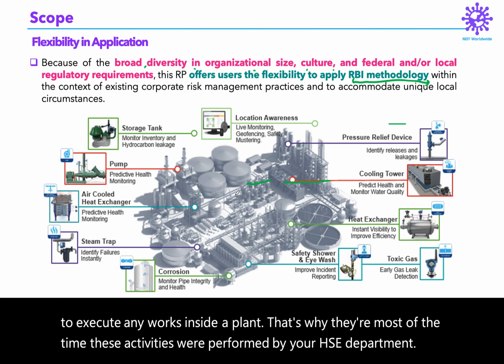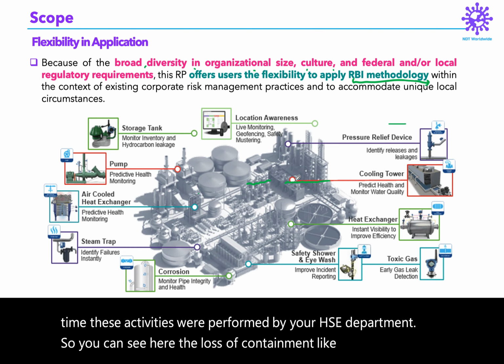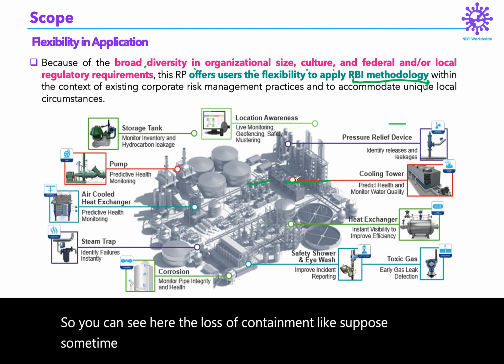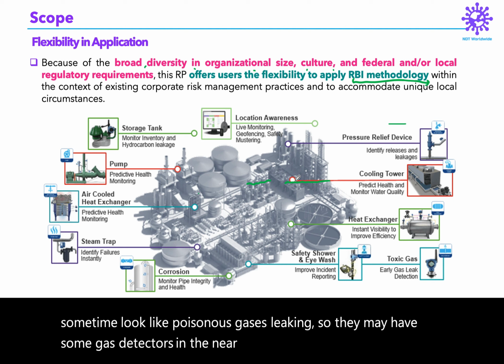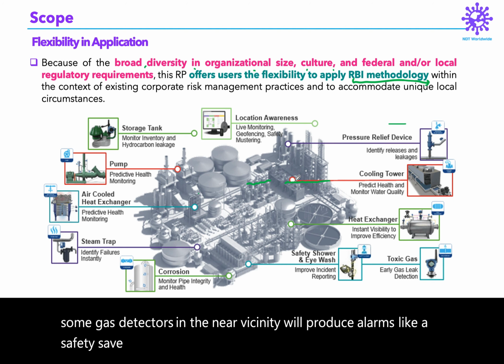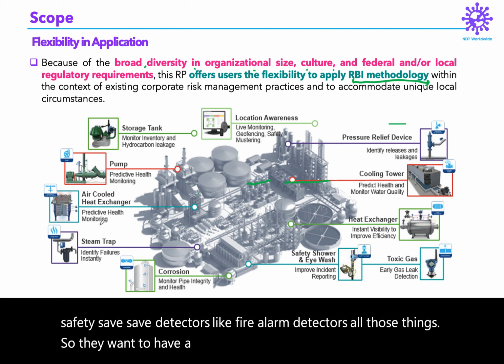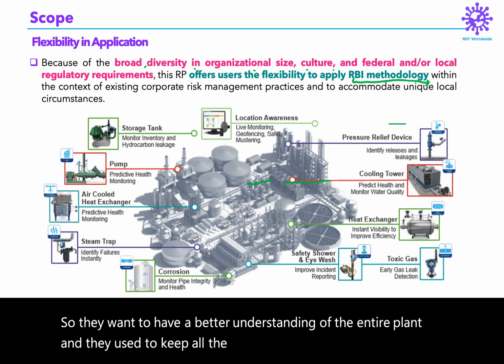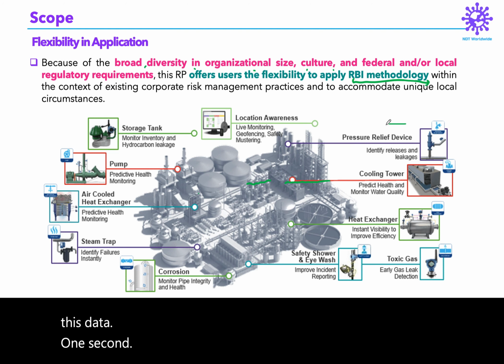So you can see here loss of containment, like suppose sometimes poisonous gas is leaking, so they may have some gas detectors in the near vicinity. They'll produce alarms, like safe detectors, like fire alarm detectors, all those things. Okay, so they want to have a better understanding of the entire plant, and they used to keep all the detection devices.